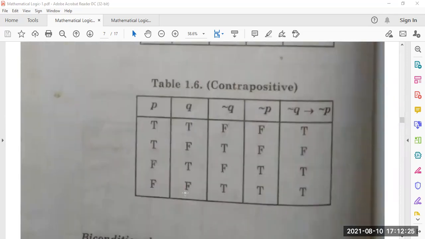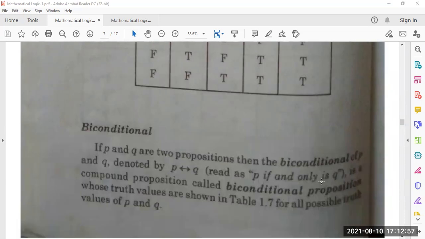Now contrapositive. P, Q are given. Minus P, minus Q we can already find out. T, T, F, F. So it is F, F, T, T. Here T, F, T, F, that is F, T, F, T. Now minus Q implies minus P. Minus Q is this: false, false. That is true implication. True, false, false, false, true, true, true, true, true.